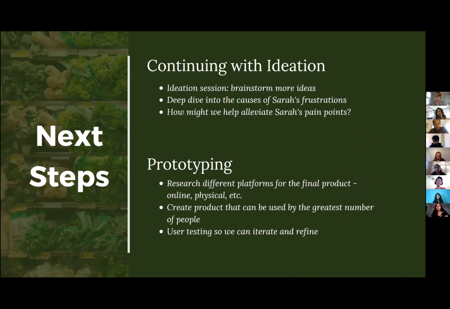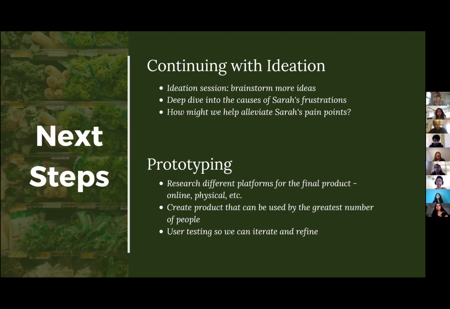Okay, so as we mentioned, we're finishing up our define phase and moving on with ideation. During the ideation phase, we will have an ideation session in which we brainstorm more ideas. We want to take a deeper look into the causes of Sarah's frustrations, and we want to try to answer the question, how might we alleviate Sarah's pain points? After we finish ideation, we'll move on to prototyping. So you just heard a potential prototype that we might go forward with, or we might not, depending on the results of our ideation phase.